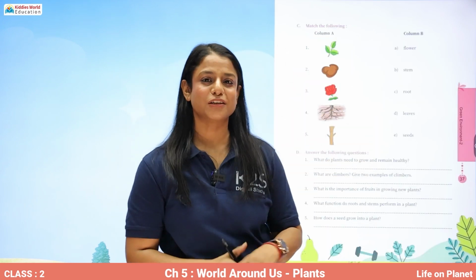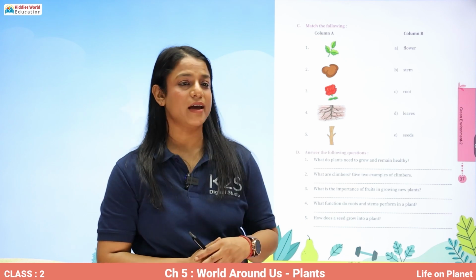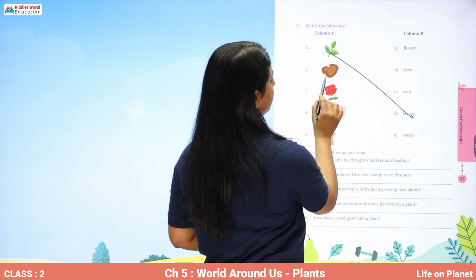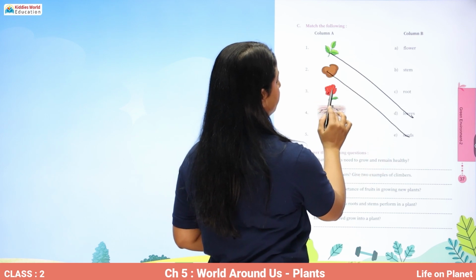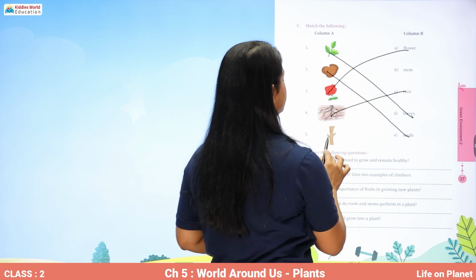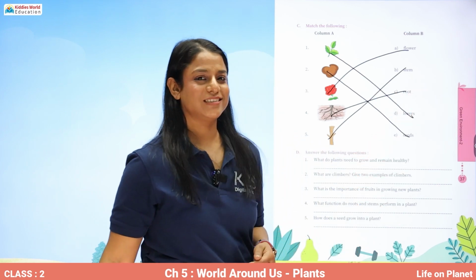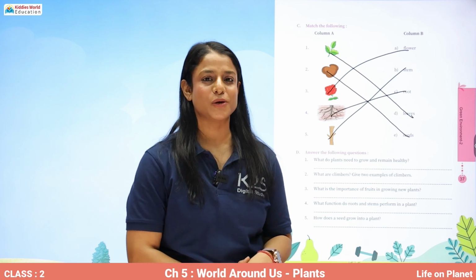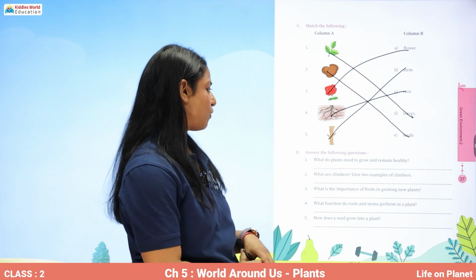Now you have to match the following pictures with their names. This is a leaf. This is a seed. This is a flower. These are roots and this is a stem. Now you have to answer the following questions in your notebook yourself. We can discuss it here in short.